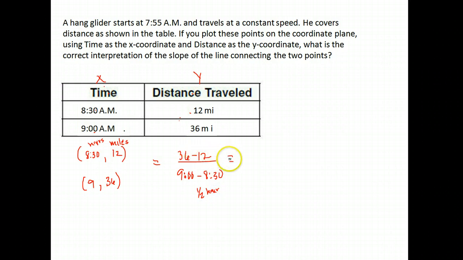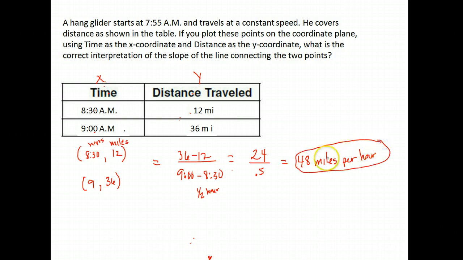So on top we have our miles, 36 minus 12. Gives us 24, and on the bottom we have 1/2, which I'm going to write as 0.5, okay, half of an hour. 24 divided by 0.5 is 48. So what does this stand for? This stands for the speed of this hang glider. He is traveling at 48 miles per hour.